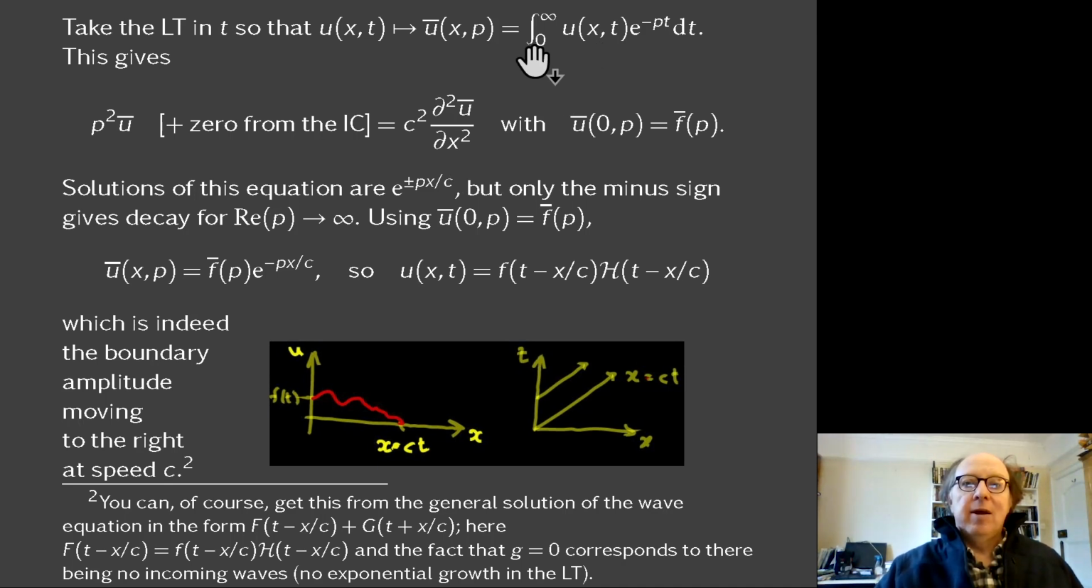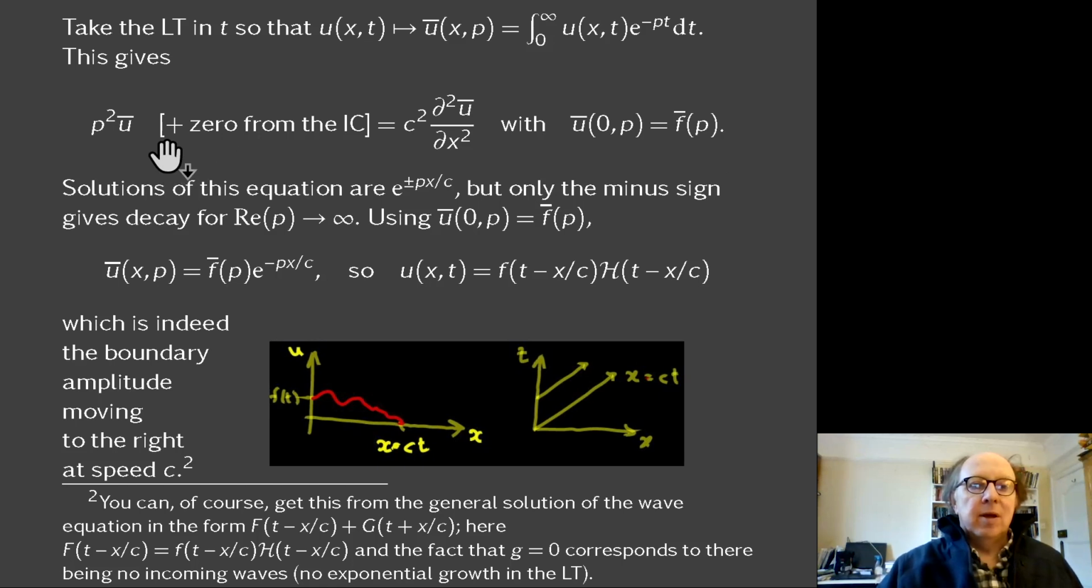And for the right hand side, you just differentiate under the integral sign with respect to x, and c squared is just a constant, so you get c squared d2u bar by dx squared. So you just differentiate under the integral sign, and it becomes the integral of d2u by dx squared, which is d2u bar by dx squared. And when you put x equal to 0, you have the transform of whatever amplitude you're putting on.